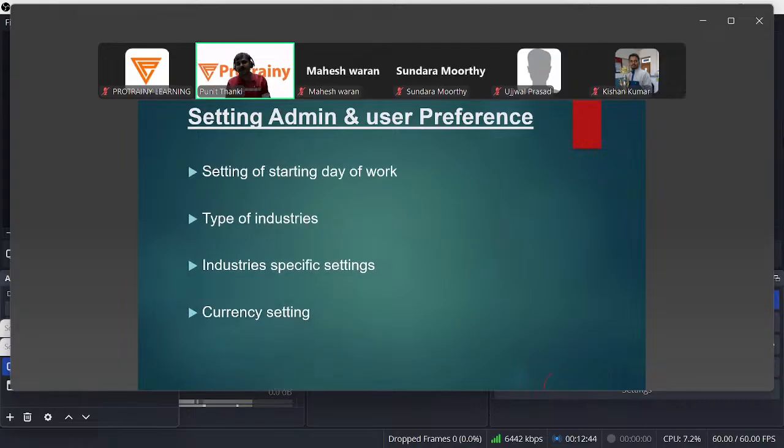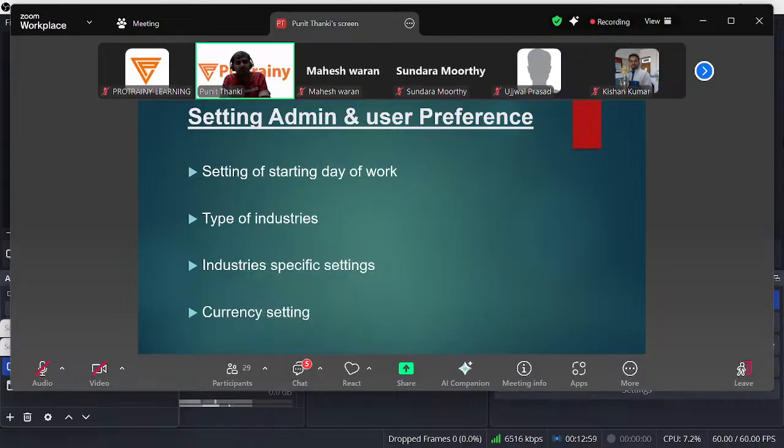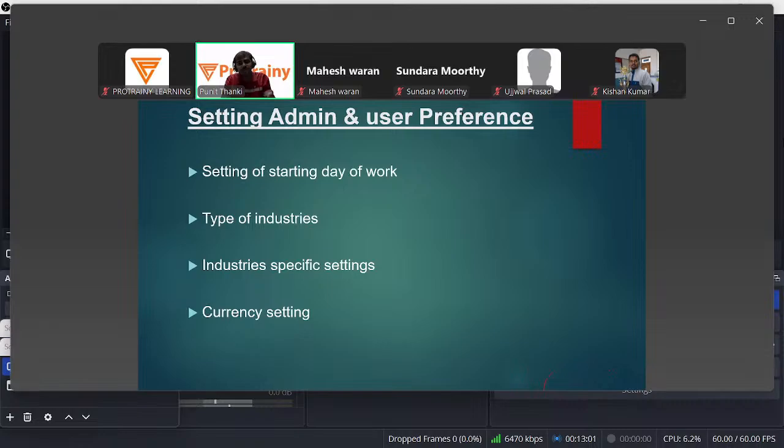For example, I buy a new car. First of all, I have to set my seat according to my weight and my comfort. So before using Primavera, these things need to be very well understood, EPS and work breakdown structure and all, but we also have to set some admin and user preference data. Ultimately, we are operating Primavera, so it must be as per our requirement and in customized form, so we can use Primavera in a smooth way.